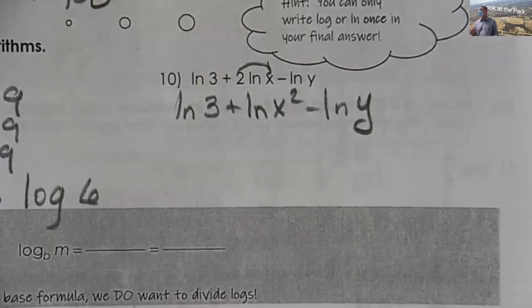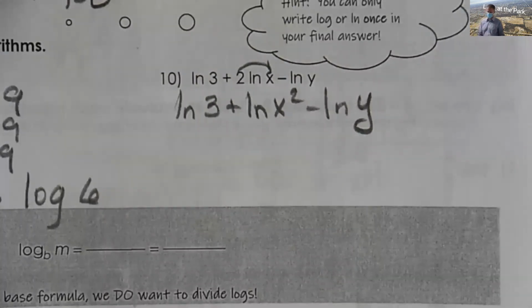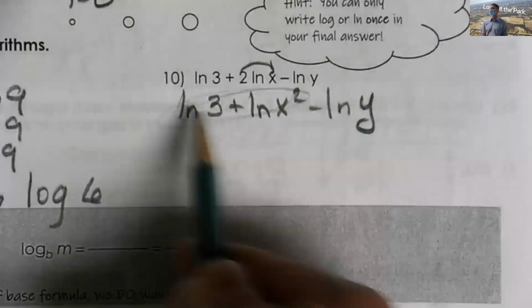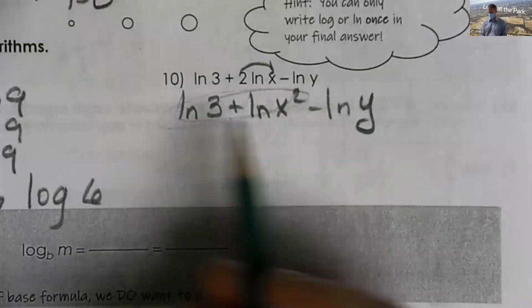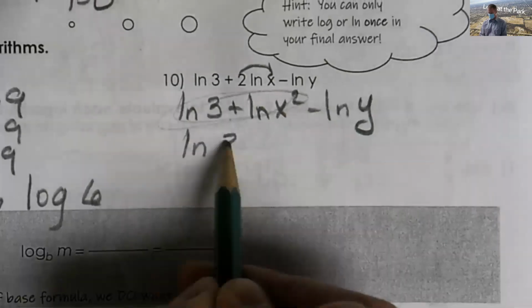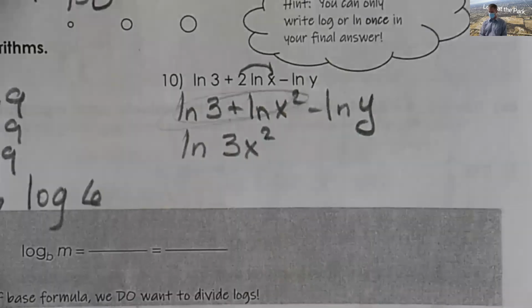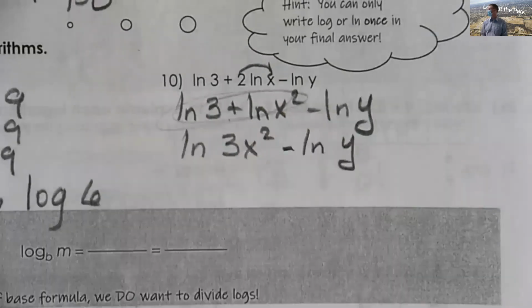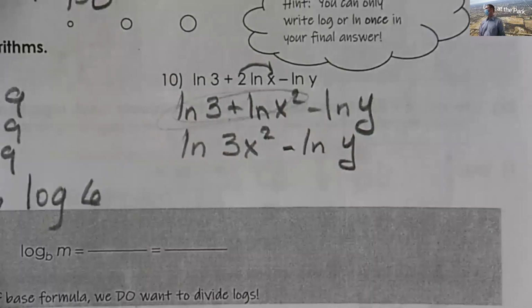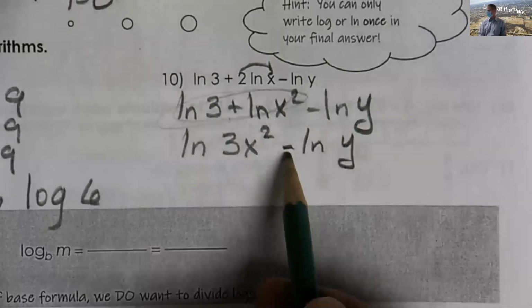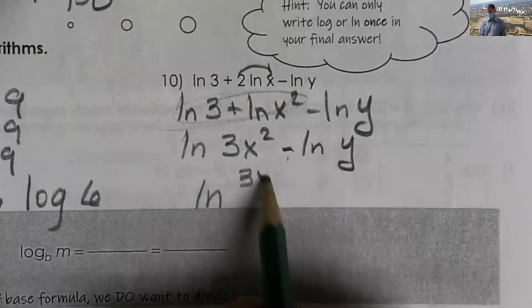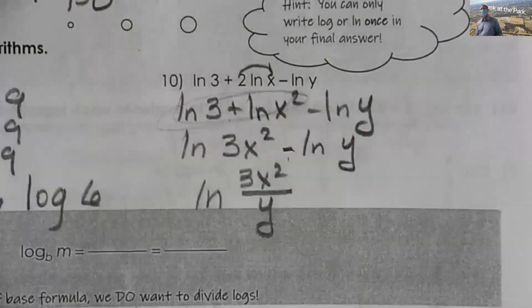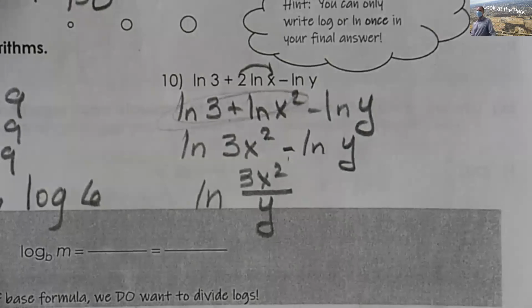So we use the 2 as the exponent on the x. Then we work left to right. So these 2 are adding, so we're going to work with those as multiplying. Then you're still subtracting natural log of y. Now you have a subtraction sign. You only write the natural log once, and you divide what you're trying to take the natural log of.